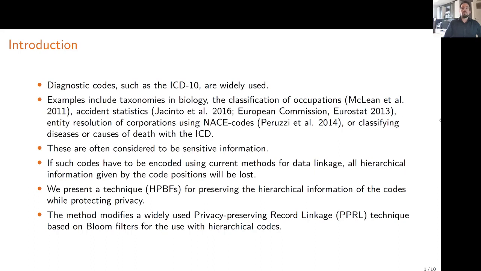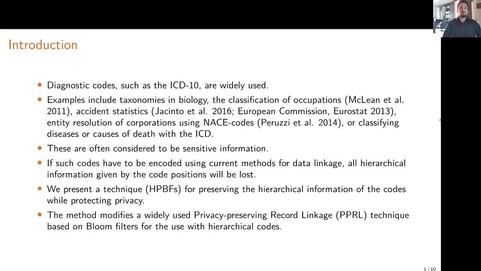One of the most used codes in diagnostic settings are, of course, ICD-10 codes, which are used to classify illnesses. Examples include biology, the classifications of occupations, accident statistics, and ICD codes. These are often sensitive information in a way that you would not want to disclose the ICD code of a patient to anyone else. Therefore, they usually have to be encrypted in some way, and this is going to be a lecture about how to do this using a privacy-preserving record linkage technique called Bloom filters.